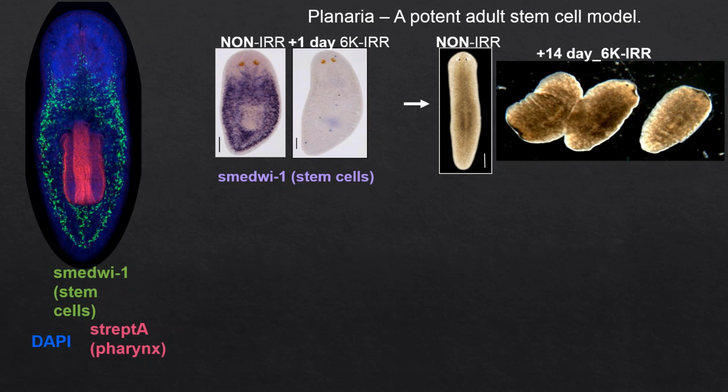So one of those is radiation. If you irradiate these worms with 6K gamma, and then look a day later, you can see that the stem cell, which is marked by this gene called SMEDWI-1, often referred to as PIWI in the lab, that cell type is knocked down to essentially 0.